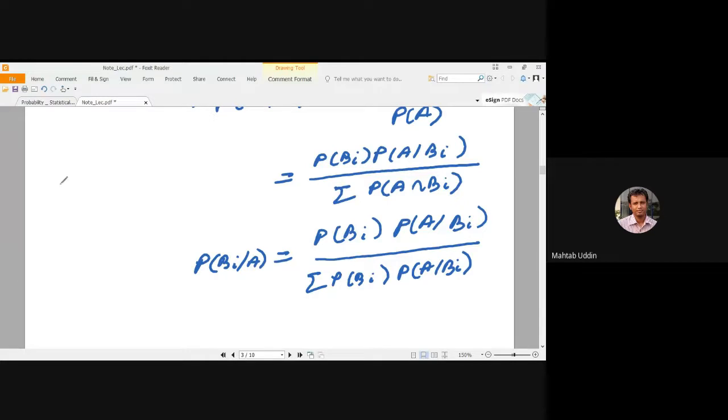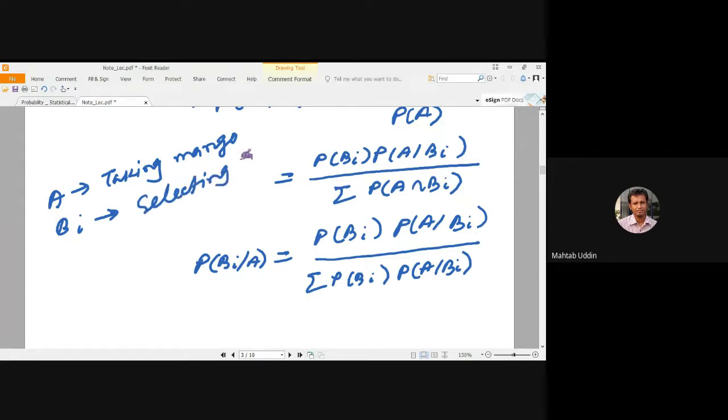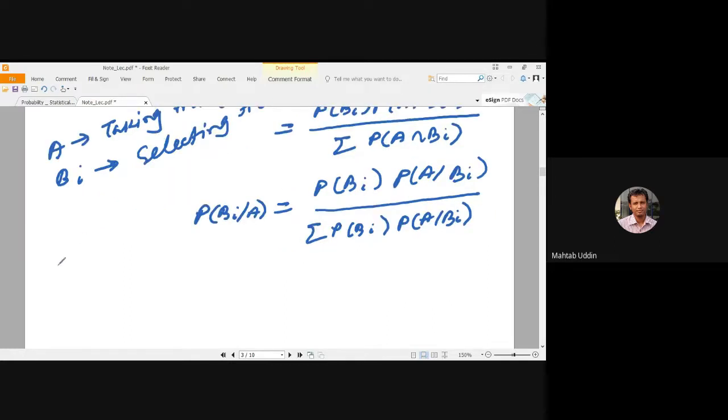Here A is what? Taking mango. A is what? Taking mango. And Bi is selecting tree. Now what does this mean? So P of A by Bi is taking mango from a selected tree. Taking mango from a selected tree.